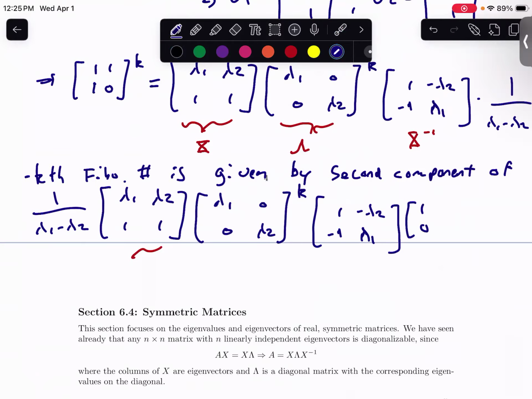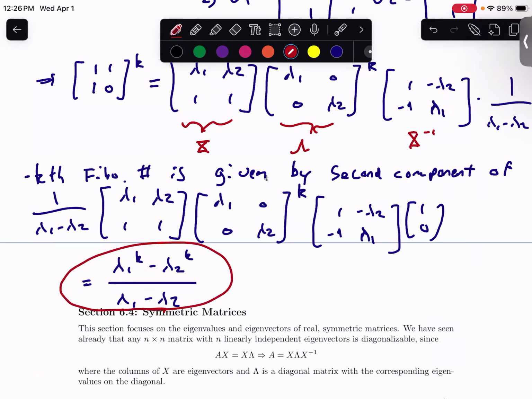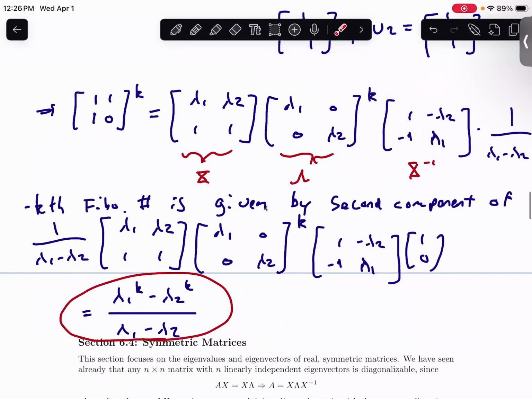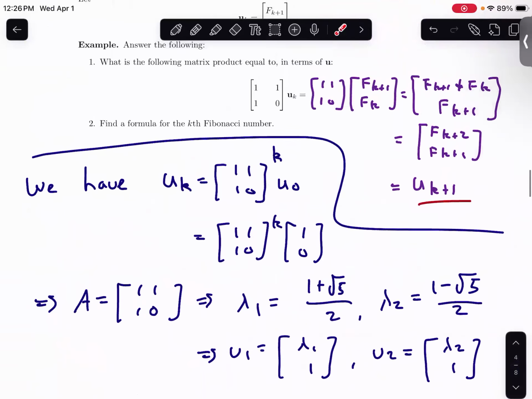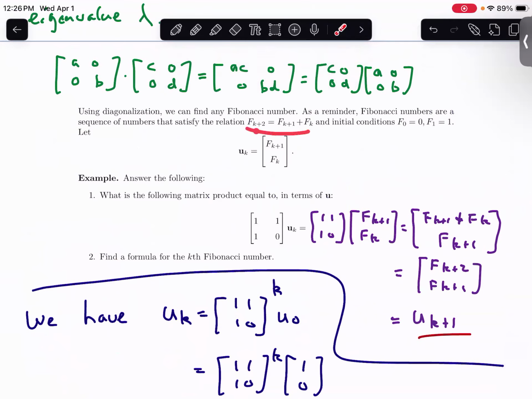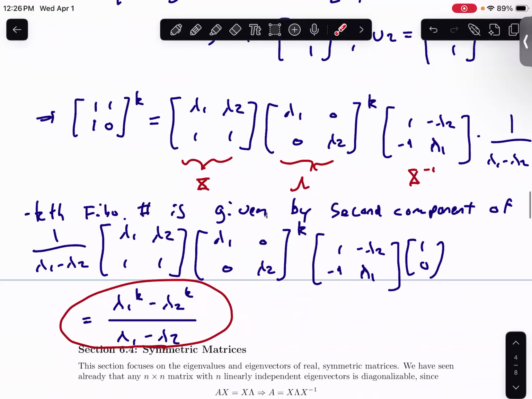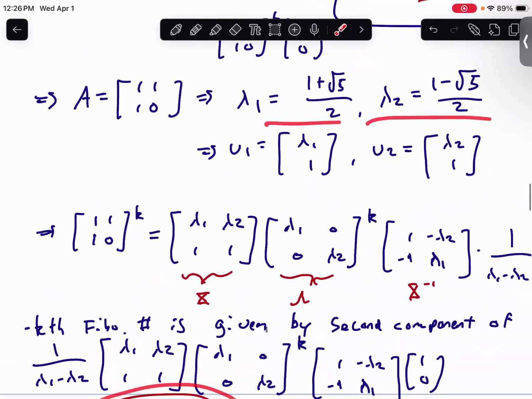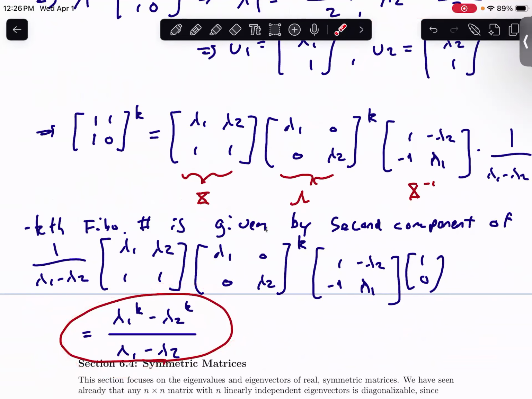But then you would multiply by (1, 0), and this ends up being equal to lambda 1 to the kth power minus lambda 2 to the kth power, and then you divide by lambda 1 minus lambda 2. Right, so this gives you a formula for finding the kth Fibonacci number. Again, it's much easier to plug into a formula than to recursively go through and check what the kth Fibonacci number is via this process. So this is a lot easier, even though the numbers are a little bit annoying. For the computer, it's not as big of a deal as it is for us.